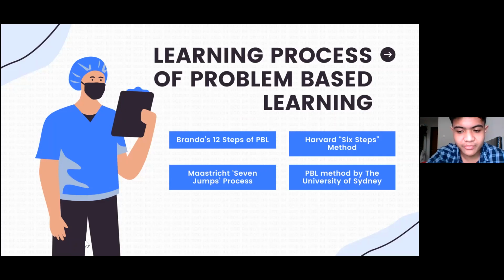The next type of learning process in PBL is the Maastricht 7-jump process. This method was developed by Schmidt in 1995 as a method of problem-based learning for future doctors. The steps are: first, clarify the problem; second, analyze the problem; third, brainstorming; fourth, conclude the problem; fifth, formulate the learning objectives; sixth, independent study; and seventh, share the group results.